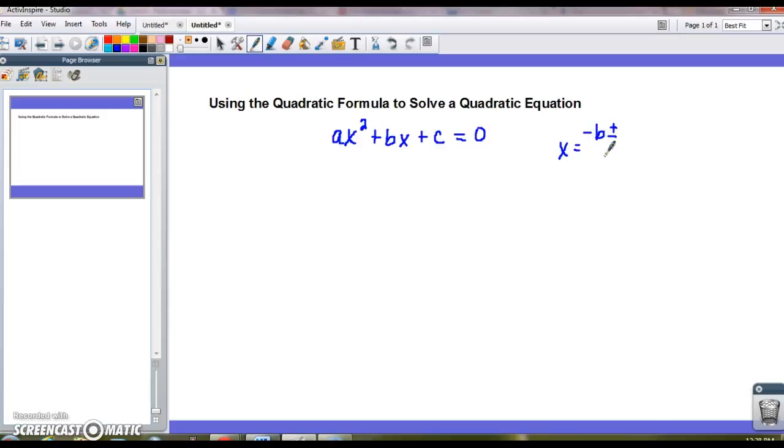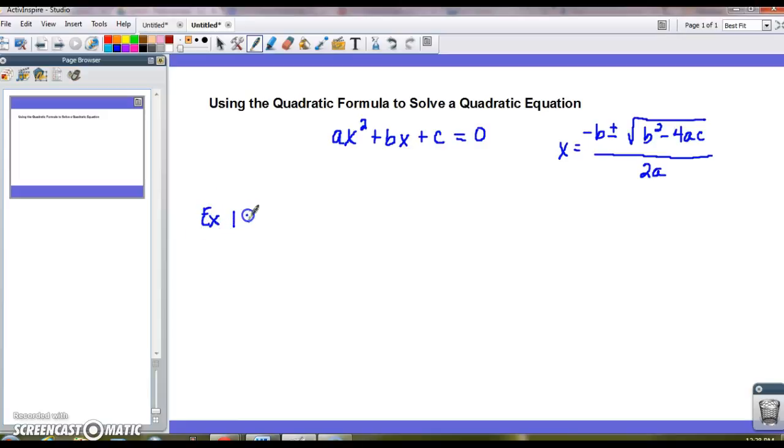So the formula is this: x equals negative b plus or minus the square root of b squared minus 4ac, all over 2a. So that's the formula. The a, the b, and the c come from the quadratic equation. So I'll do a couple of different examples so you can see how it works.